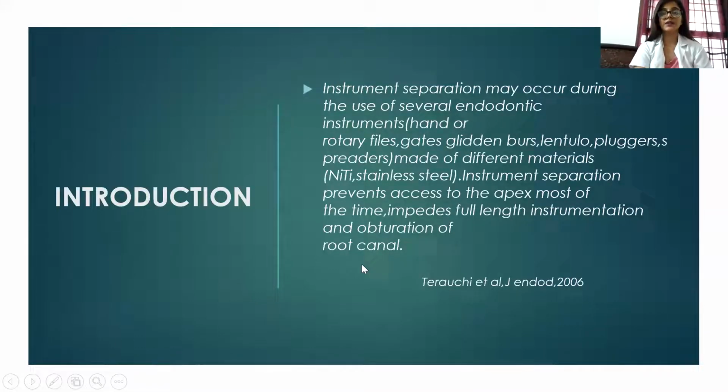Introduction. Instrument separation may occur during the use of several endodontic instruments, such as rotary files, gutta-percha pluggers, and spreaders, which are made up of different materials like nickel titanium and stainless steel. Instrument separation will prevent access to the apex most of the time, and impedes full-length instrumentation and obturation of the root canal.